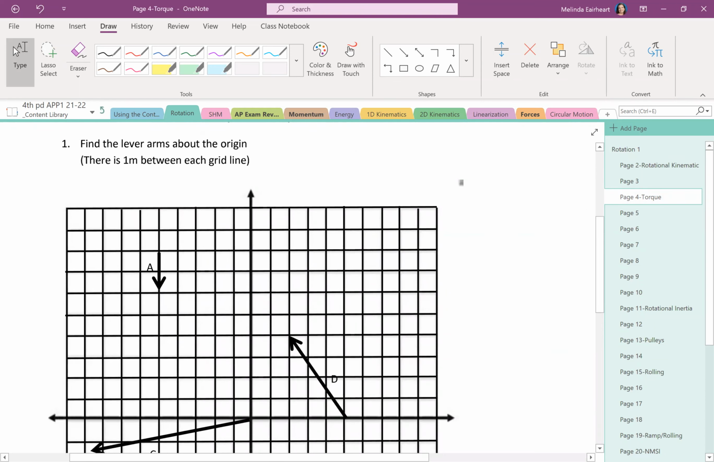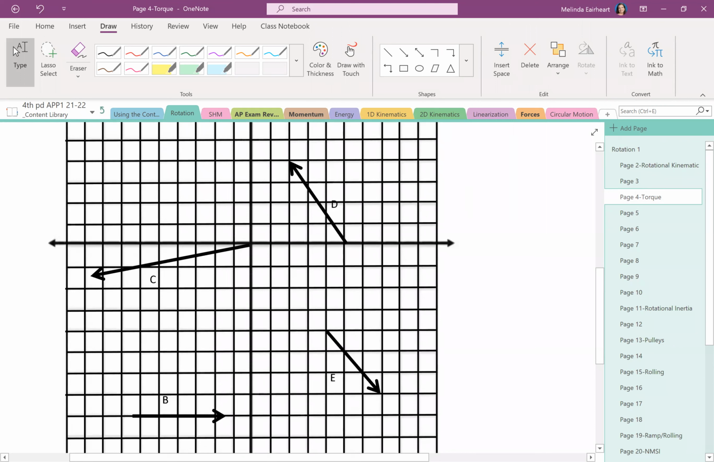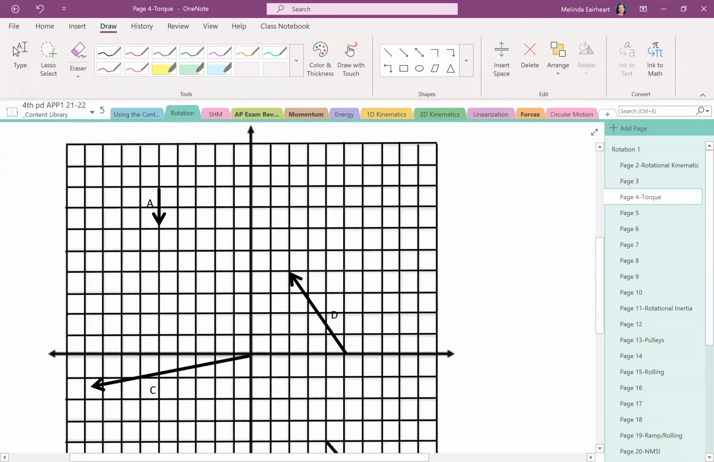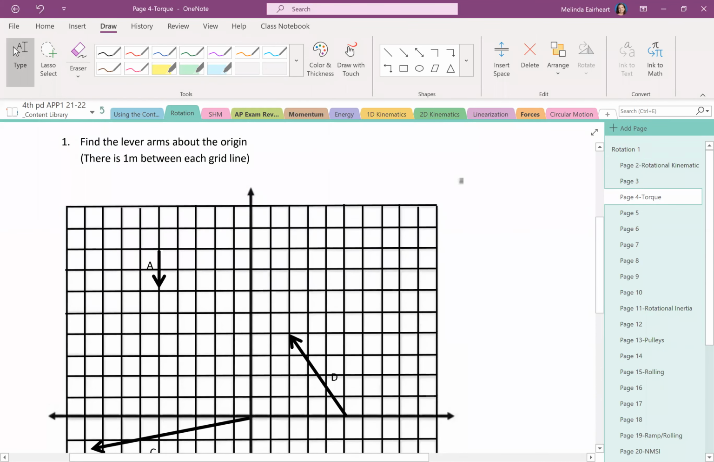Now you see a bunch of arrows, you see the graph and you're like, Ms. Earhart, are we gonna graph? Is this slope area business? No, it's just a grid line for reference. Each grid line is gonna be 1 meter between. It says, find the lever arm about the origin. Tomorrow's question might say, about the left end of the meter stick.